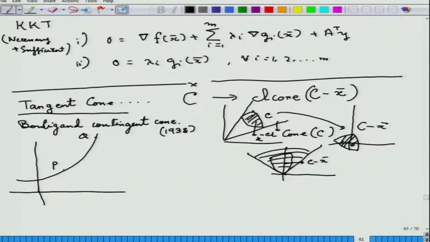So, what you essentially do is join these chords P, Q, and then take this succession of points coming towards P. You basically then start joining P with those succession of points, and finally, you end up with a line like this. That is your limit. So, that is your tangent. Now, this is the tangent to a curve.